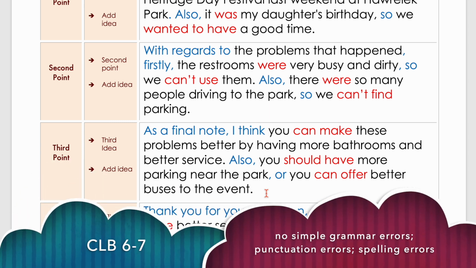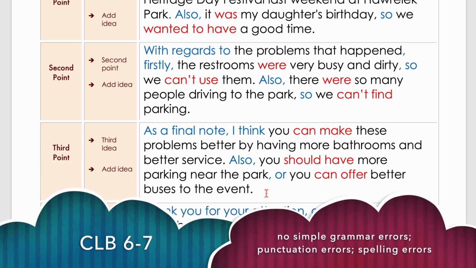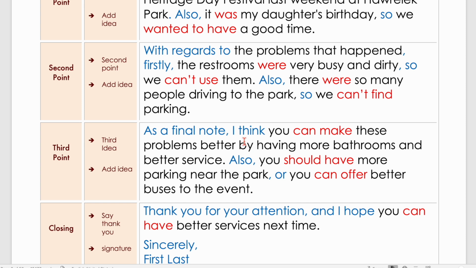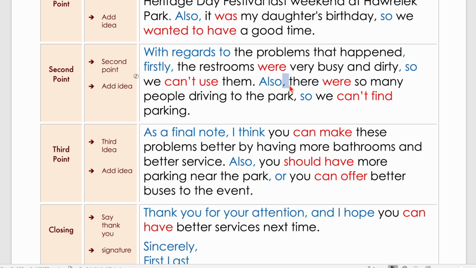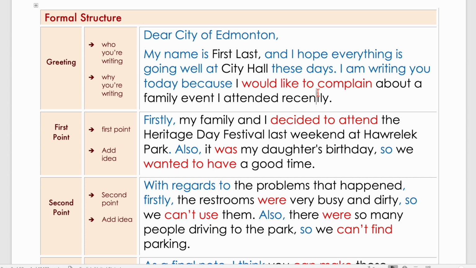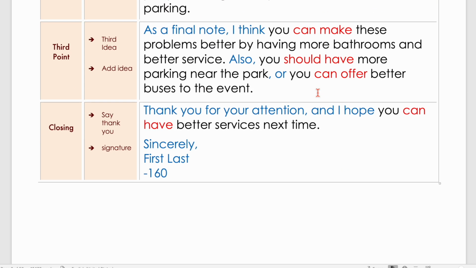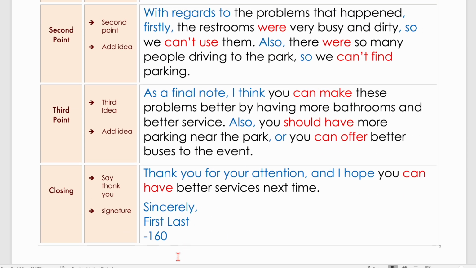Now, of course, it's very important there are no grammar errors, punctuation errors. Everyone, look, commas everywhere. So very good. Well, no grammar errors, good punctuation, good ideas. That's always 6 to 7. Not very strong ideas, but good ideas, okay? And also 160 words. That's stronger as well, okay?